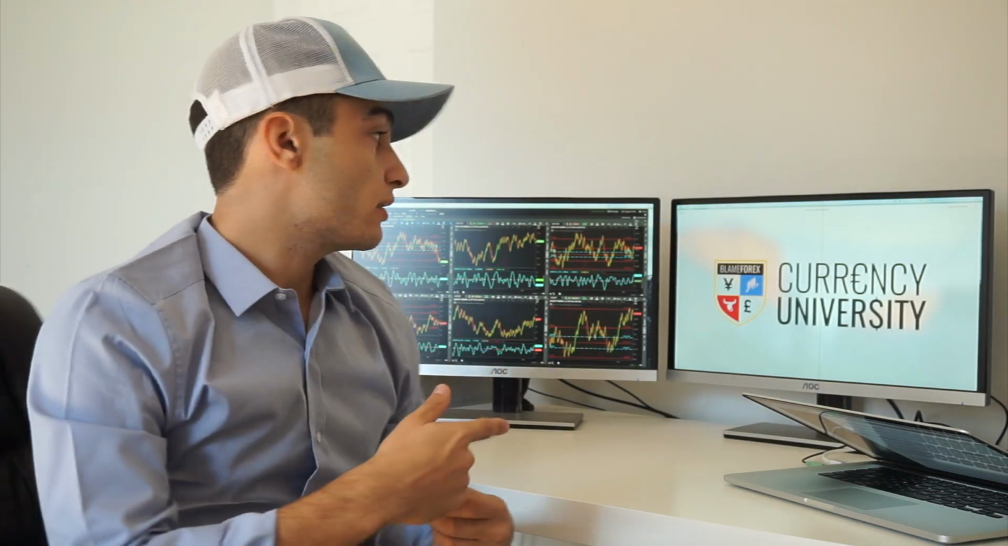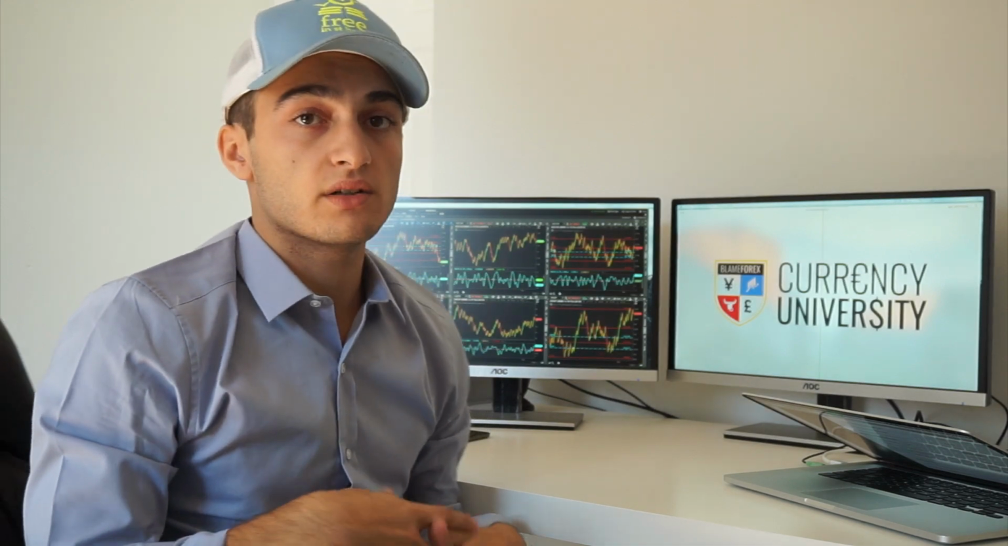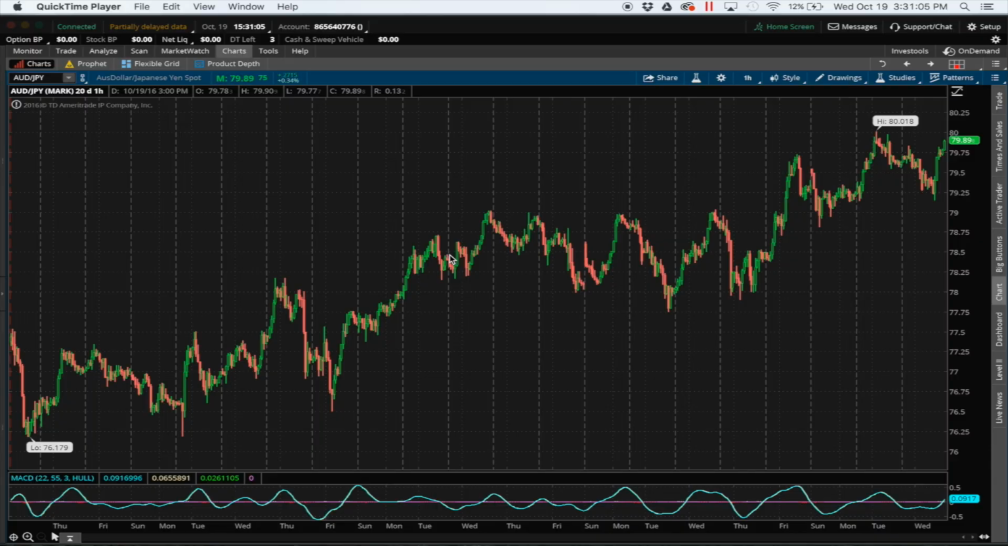Sometimes it moves sideways when there's no action going on, but I'm going to show you how you can spot these high and low prices so that you can see where the market is trading. So I'm going to show you on the chart right now a couple of ways to plug in your support and resistance indicators. So check it out.